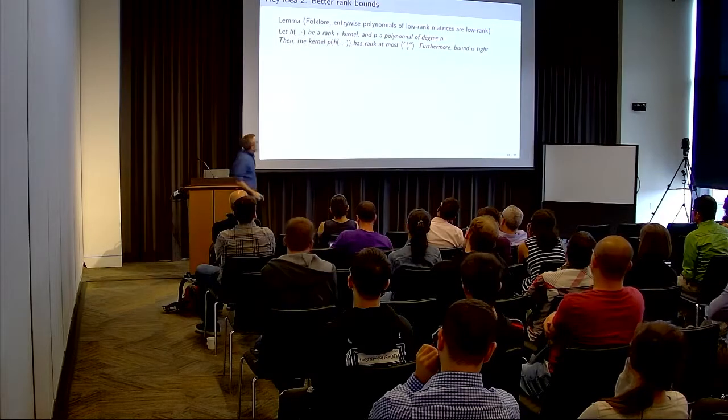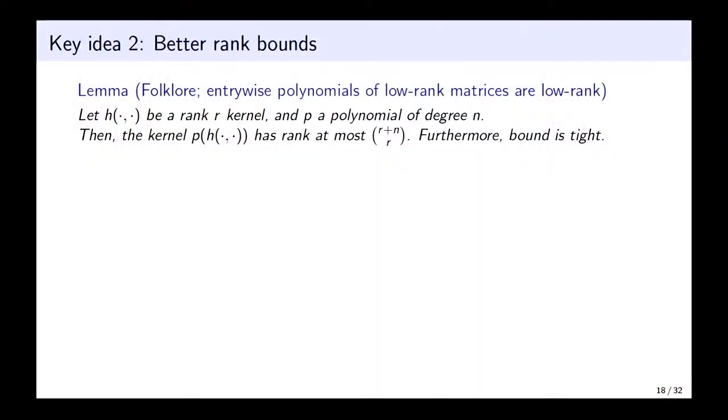What's the second part? There's this really folklore fact that if you have a matrix which is low rank, and you apply a polynomial entrywise to it, then the resulting matrix is also low rank. The rank increases, but in a controlled way. One can make it very formal. If you have a matrix of rank R and a polynomial of degree n, and you look at the entrywise application of this polynomial to the matrix, the new matrix has rank at most R plus n choose R. And furthermore, this bound is tight, in the sense that you can produce matrices for which it is achieved.